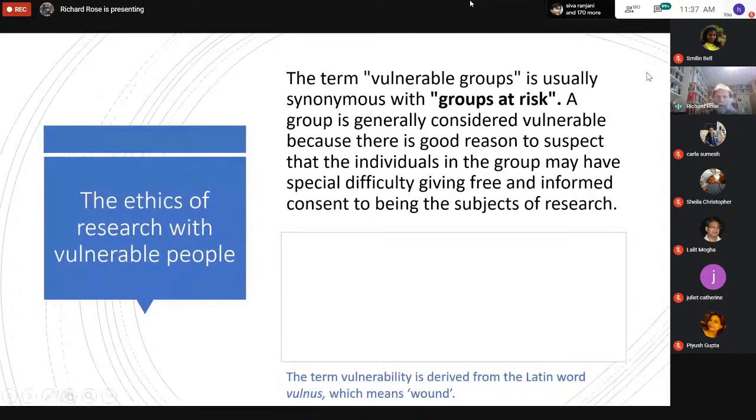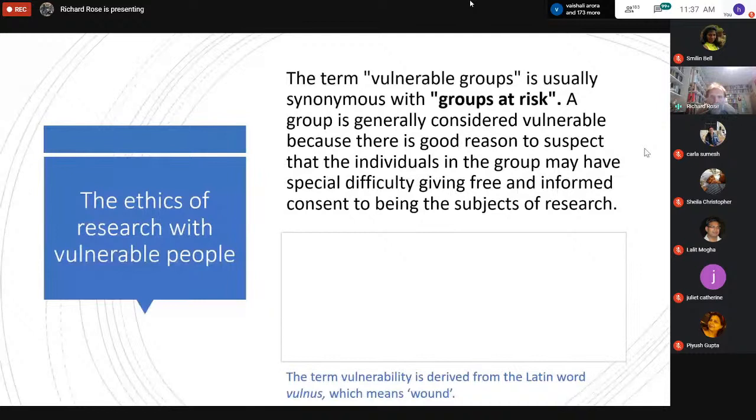So let's just think about this notion of the research that we do and how we collect the data that we need. I'm going to go away from the notion of a vulnerable person to a vulnerable group. It's usually, as it says here, synonymous with groups at risk.